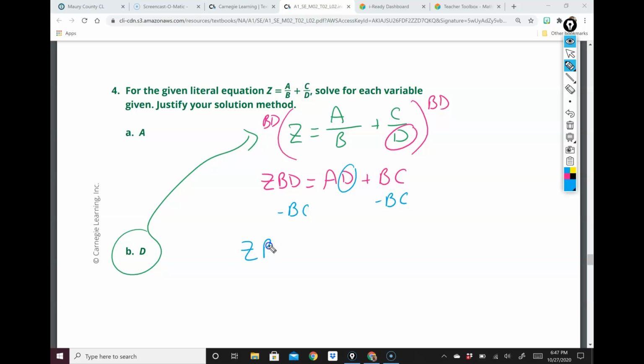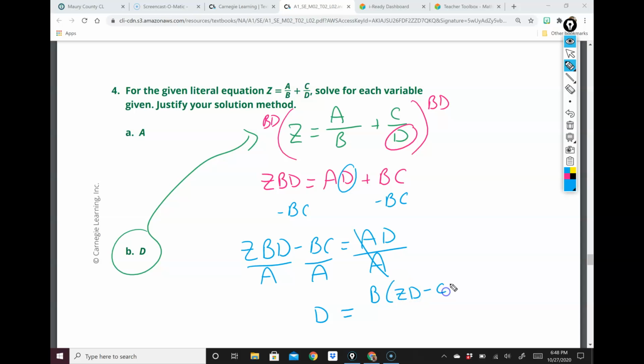So ZBD minus BC equals AD. Divide by A. So here the A's don't cancel out. So we could think of it as a different way, where your B's can factor out to give you C, D minus C all over A.